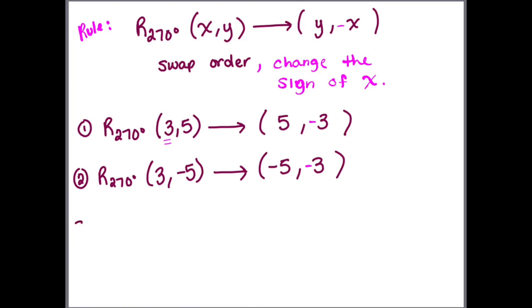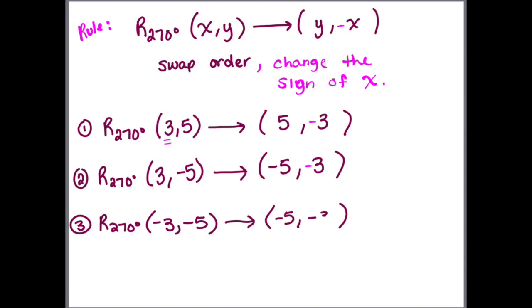Let's say number 3. A rotation of 270 degrees, and let's say both of these are negative. Where will that take you? So I'm going to start with step 1, swap order. So -5, -3, but I must change the sign of the original x. So that becomes a +3.